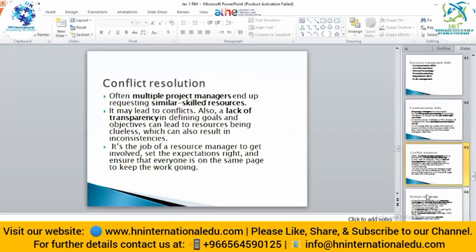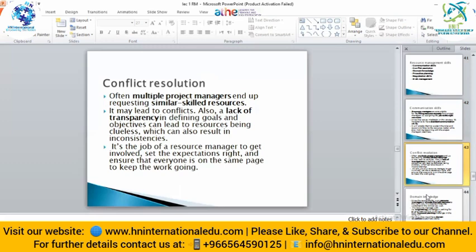It can lead towards a lack of transparency in defining the goals and objectives, which can leave the resource clueless and can also result in inconsistencies. So we have to face different types of challenges. We have to sort out these challenges according to our available resources, and we have to utilize and manage our resources in the most effective way.